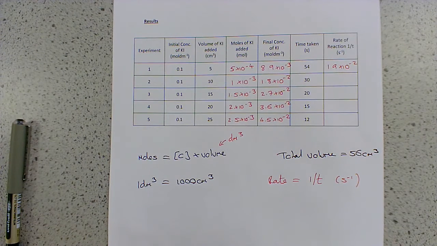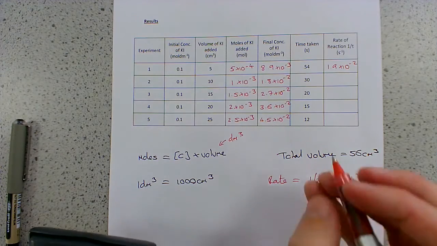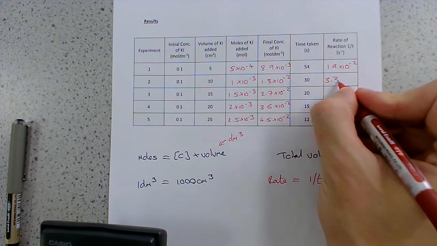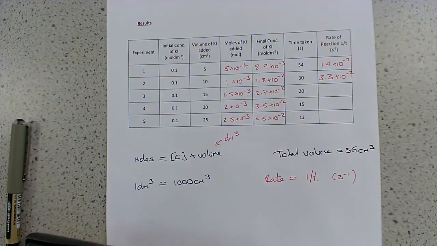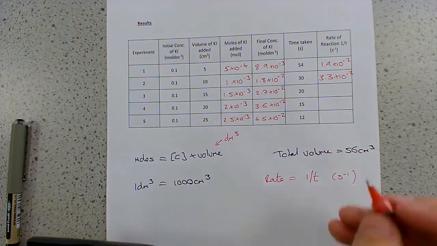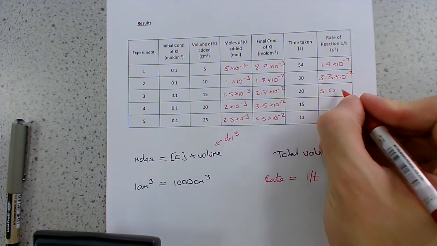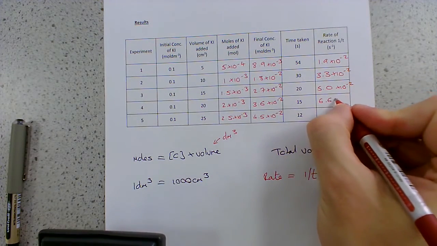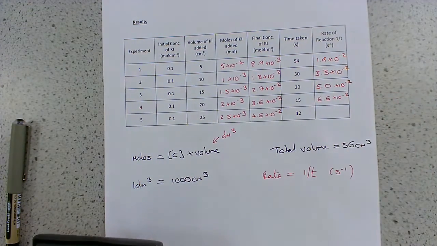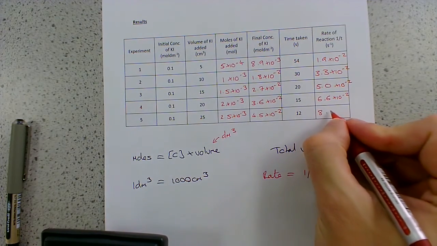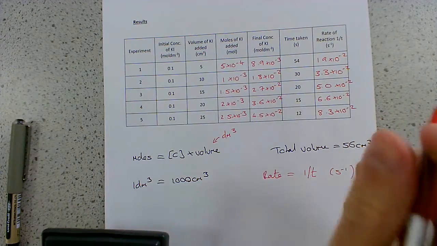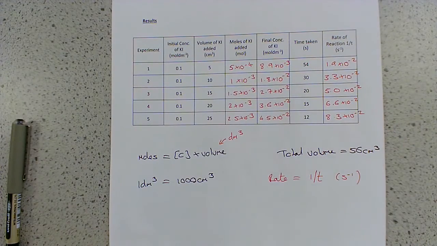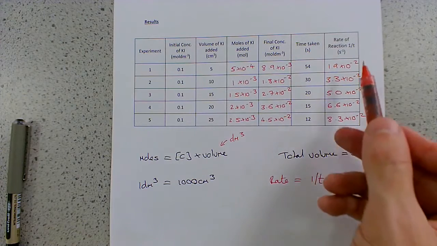For the second experiment, 30 seconds, so 1 divided by 30, 3.3 times 10 to the minus 2, 1 over 20, 5.0 times 10 to the minus 2, 1 over 15, 6.6 times 10 to the minus 2, and finally 1 over 12, 8.3 times 10 to the minus 2. So now we have concentration of potassium iodide and rate of reaction.